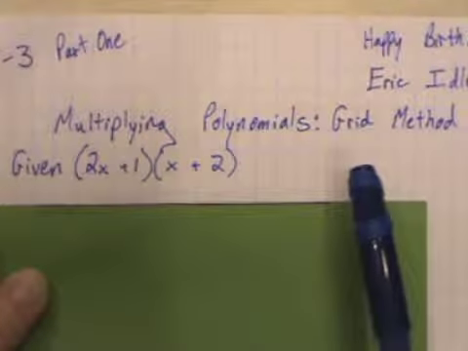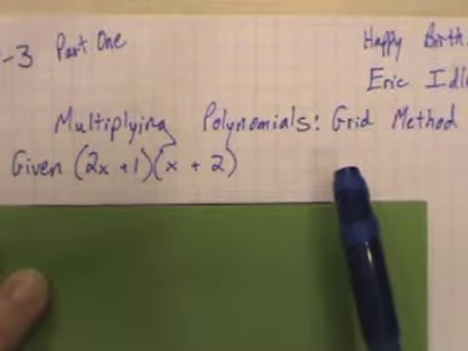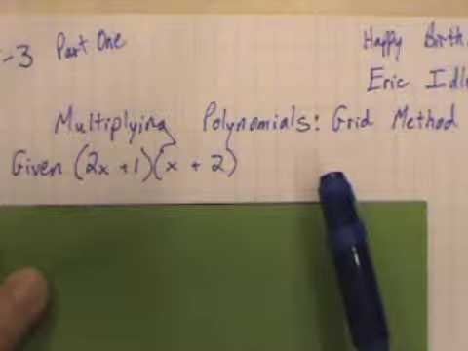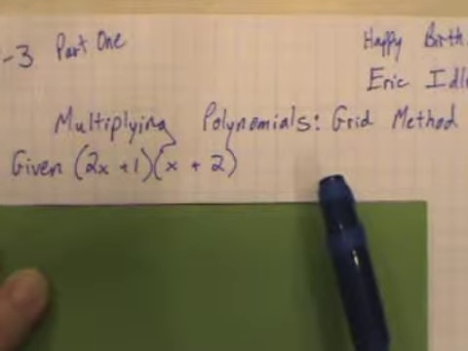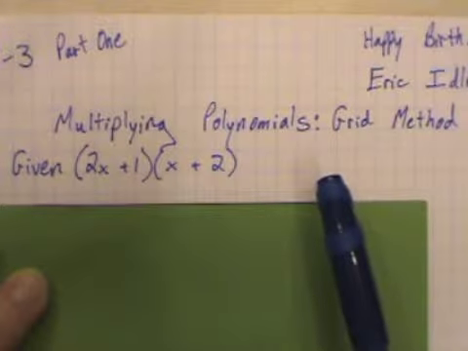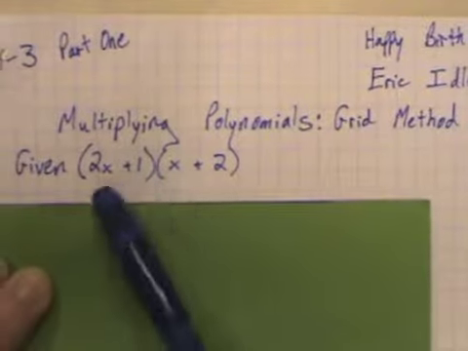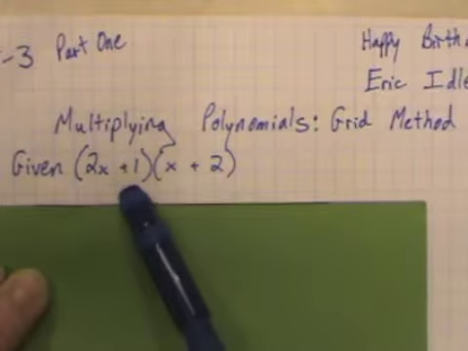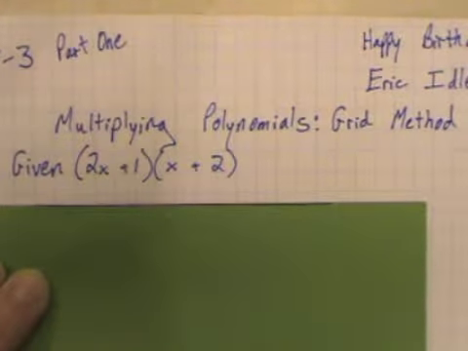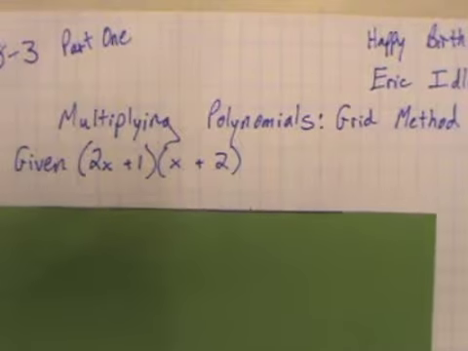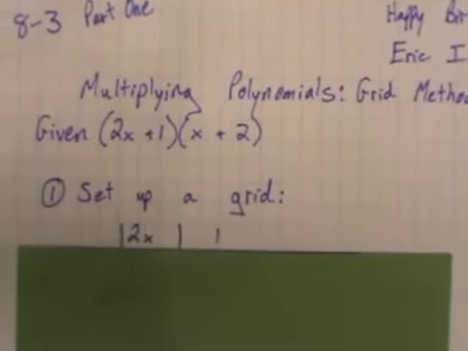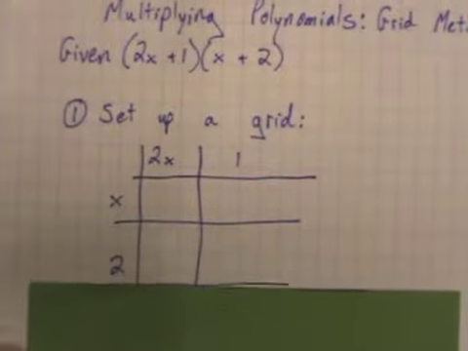First one we're going to call the grid method, and as long as you get this one under your belt, you are all set. This is not like linear equations where you need to know all the different ways to do it. One way to do it is acceptable. So you've got this, and you are told to simplify it or combine it or multiply it, or it all means the same thing. First thing I'd like you to do is set up a grid that looks kind of like this.